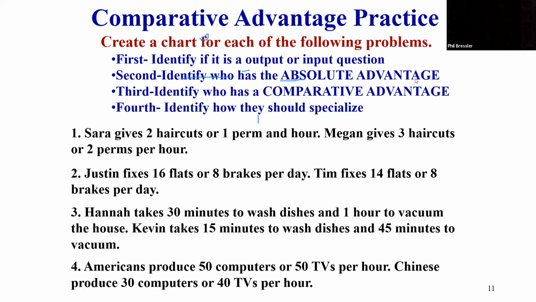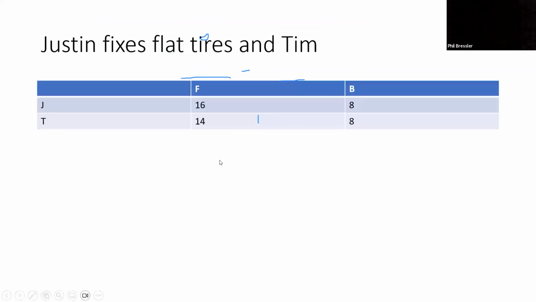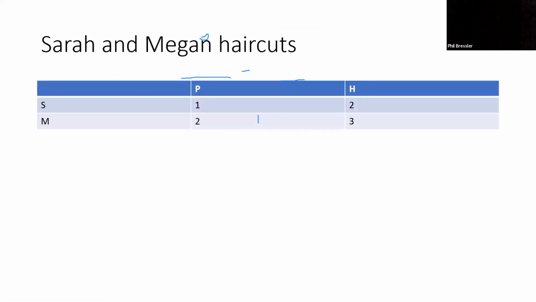Okay, I'm getting only output, and output it is, because it's the number of haircuts or perms. All right, now there's my chart, Sarah and Megan. So just type in M or S, who has the absolute advantage in perms? Okay, you guys are on top of it. Who has the absolute advantage in haircuts?